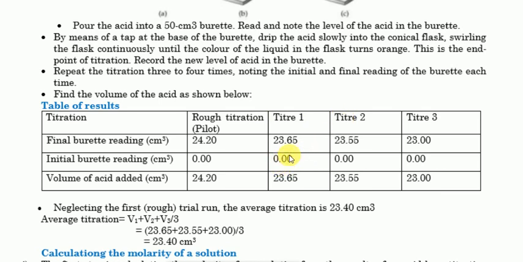Lakini kwa mtu ambaye unaona una ni beginner, una add mpaka kwenye 0. Kisha add solution hadi kwenye 0 unaanza kutitrate tena mara 2. So unaona unafanyaje? Una stop there, una record the new level of acid in the burette. Repeat titration 3 to 4 times, noting the initial and the final reading of the burette each time. Then find the volume of the acid as shown in the table below.